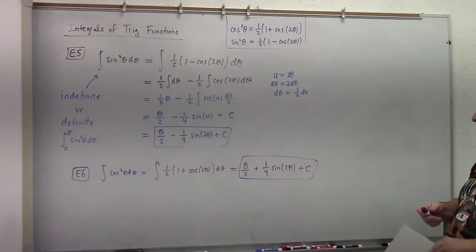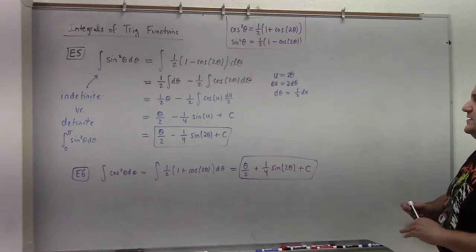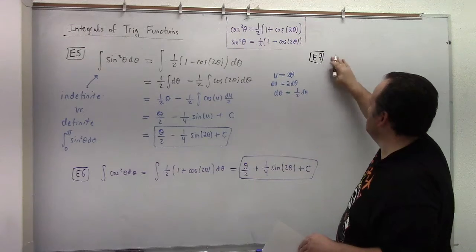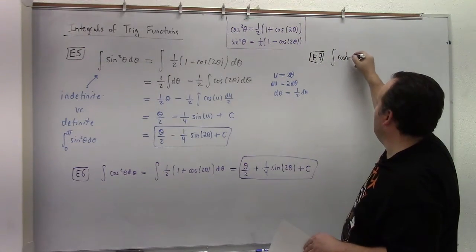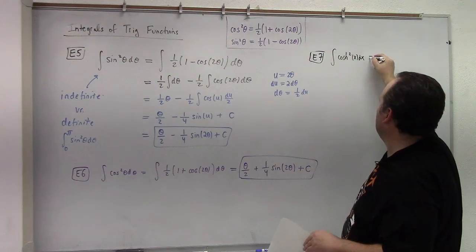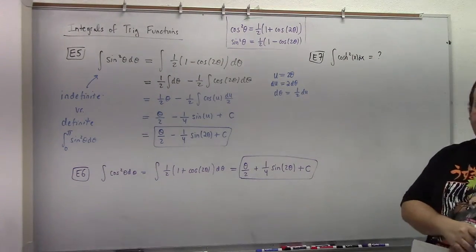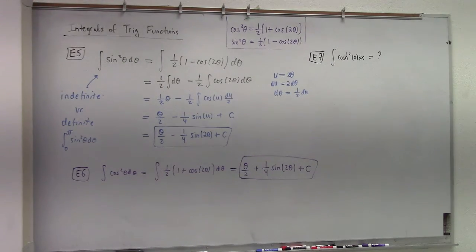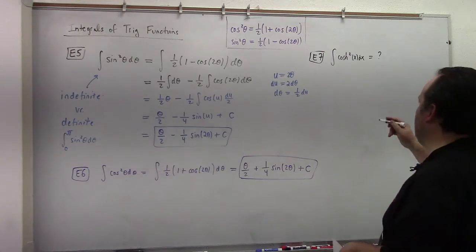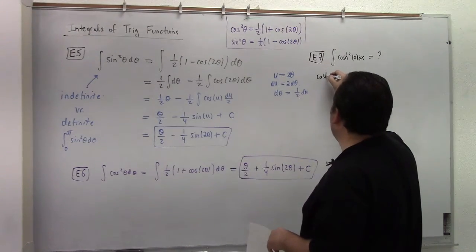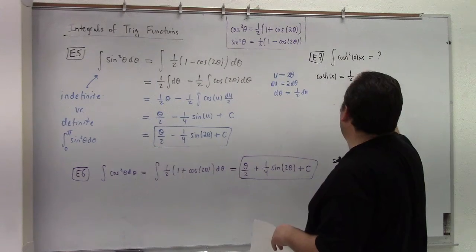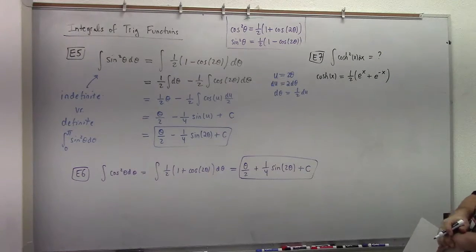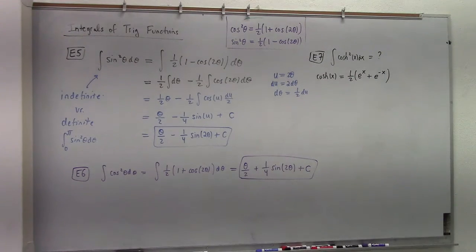What if we were asked to integrate the integral of cosh squared x dx? How would you do that? Like, I don't know right offhand. I'd have to think about this one. Cosh of x, remember, by definition, is 1/2 of e to the x plus e to the minus x, right? So we can figure out the formula for cosh squared from that.